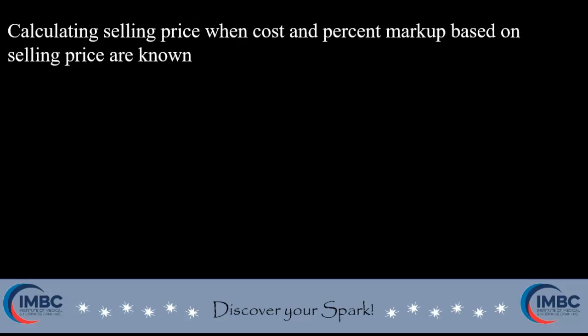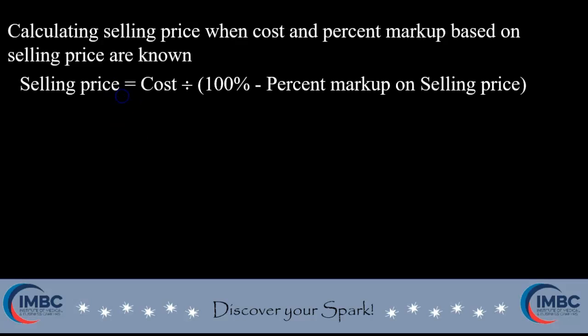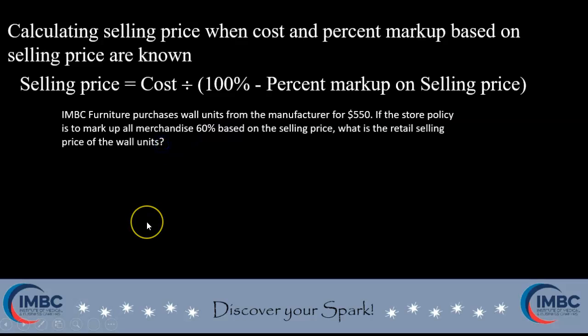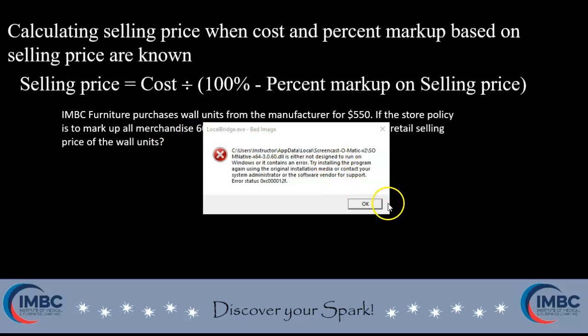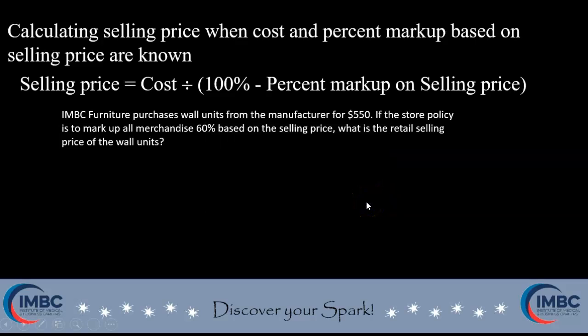Next, calculating selling price when cost and percent markup based on selling price are known. To find the selling price, it's cost divided by 100% minus the percent markup on the selling price. IBMC Furniture purchases wall units from the manufacturer for $550. If the store policy is to mark up all merchandise 60% based on the selling price, what is the retail selling price of the wall units?